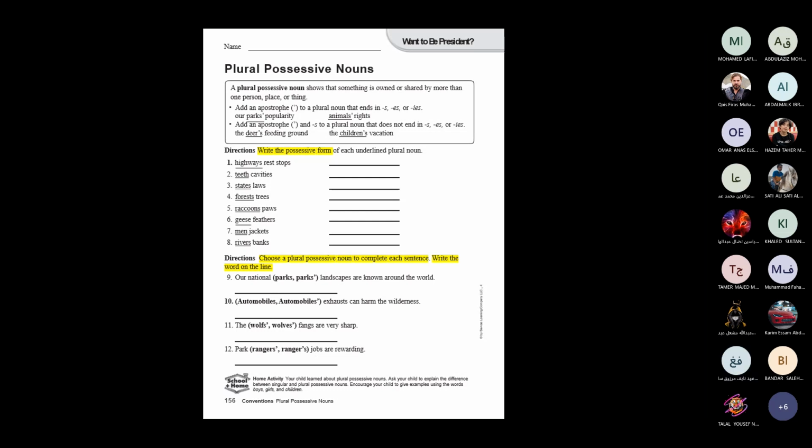Speak up. 156. No, I'm talking. So it's not your page. So close your mic. This page, you please mention the name, guys. Okay. Excellent, guys.